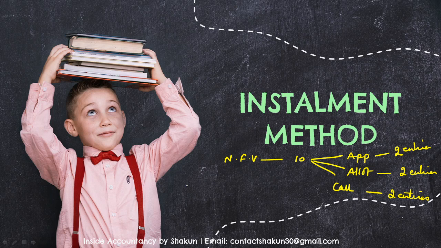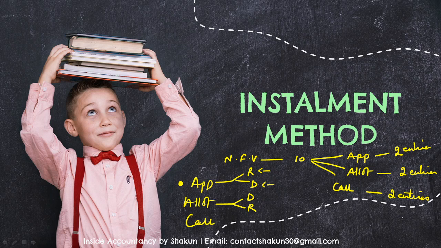Now one more thing you have to remember: application, allotment and call. In application, I told you two entries. One will be the receiving entry, the other will be due. In case of application, the first stage, we do not know what the response of the shareholders will be. That is why we pass the receiving entry first and then the due entry. But in the other stages, we've already got the response, right? So there, first we'll make it due and then we will receive it.